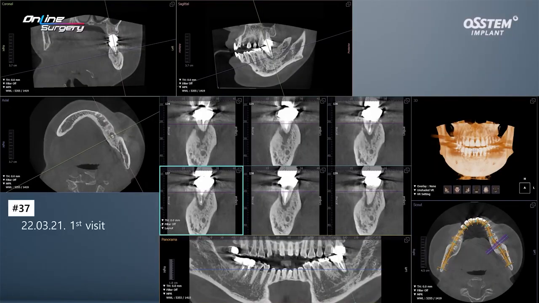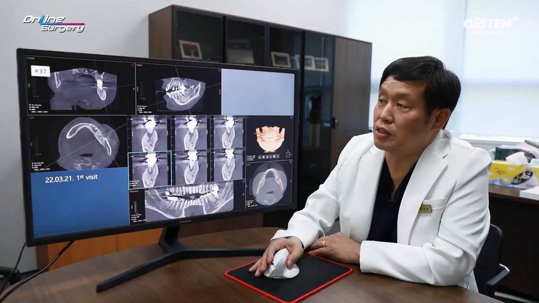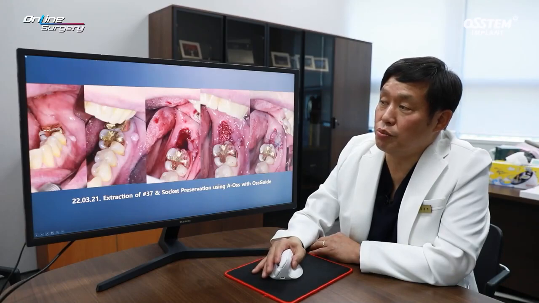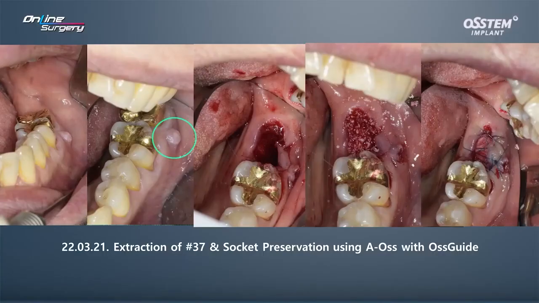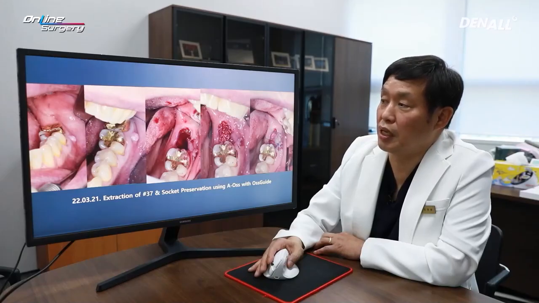As mentioned, there is still a bit of buccal wall left, and rather than using A Oss collagen, I decided to use A Oss particle to do socket preservation. These are the images taken during surgery. On the buccal side, there's a fistula. After extraction, fistulectomy was done. Curettage was done thoroughly as shown because there's a bit of buccal wall. I filled it up with the A Oss particle bone, and on top, OssGuide collagen membrane was applied. Suture was done for socket preservation.